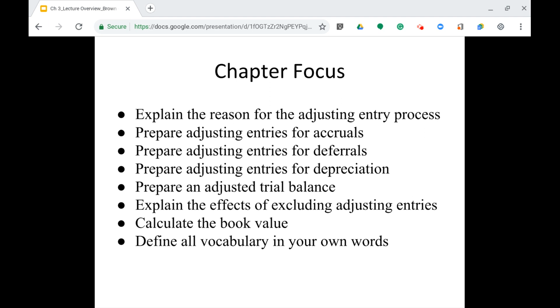Then after you've prepared all your adjusting entries, remember this is done after you've done your whole month of activity. So once you've done all your journal entries like you did in chapter 1 and chapter 2, which is steps 1, 2, and 3, journalizing, posting, and then getting the unadjusted trial balance, step 4 is to do the adjusting entries.